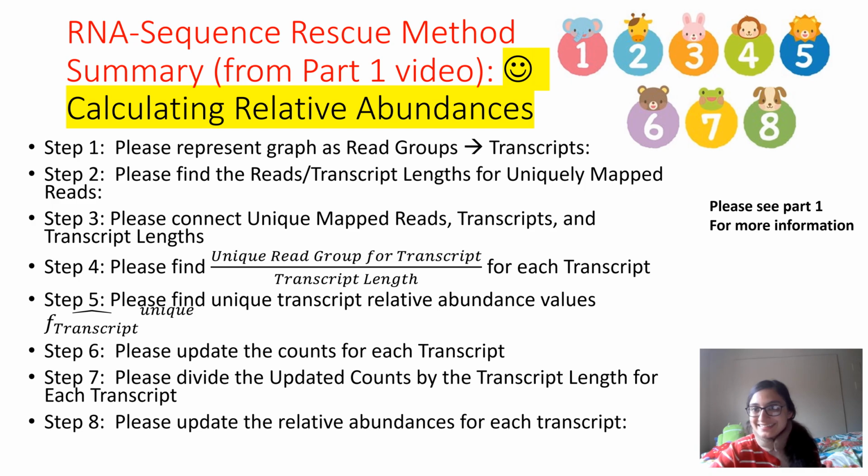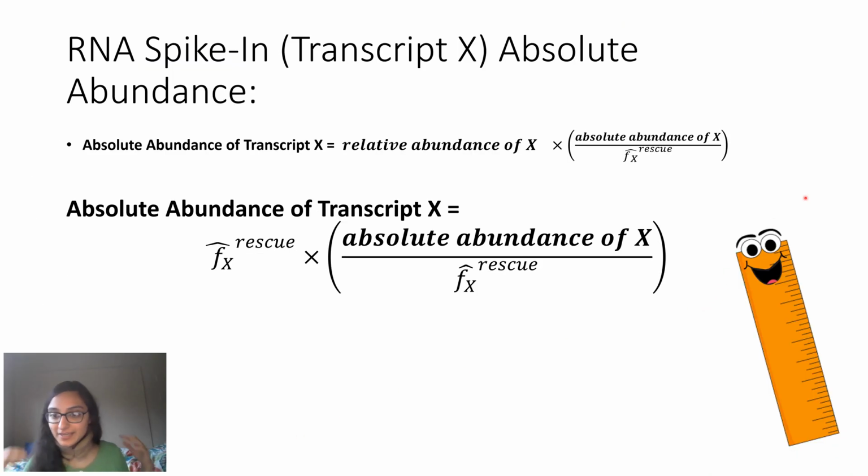Thank you, guys. And in general, you can think of the spike-in as like a ruler, as a baseline measure, right? So the absolute abundance of transcript X is equal to the relative abundance of transcript X times the absolute abundance of transcript X divided by the relative abundance.